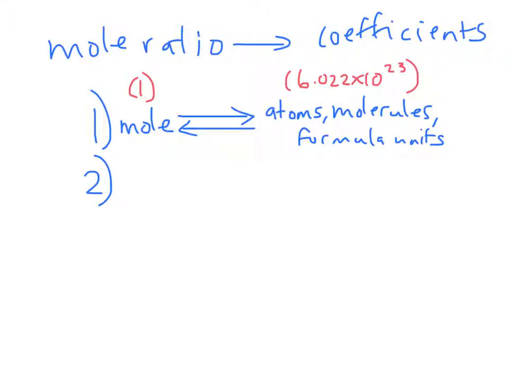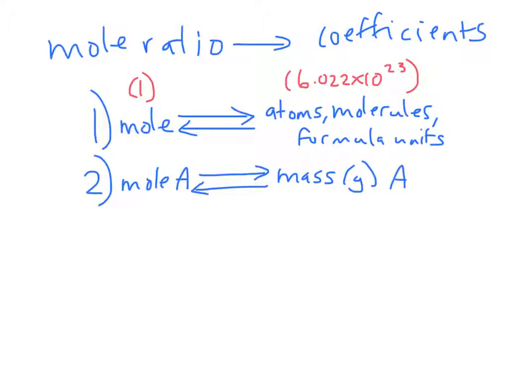The second one that we learned in the last chapter, chapter 6, was going from moles of something, and A is generic for something, to the mass, in other words, the grams of that same exact thing, and back. And remember, number 2 we called molar mass. And whenever we used molar mass, we always put a 1 next to the moles, and we always put the actual molar mass number next to the grams in the conversion factor.